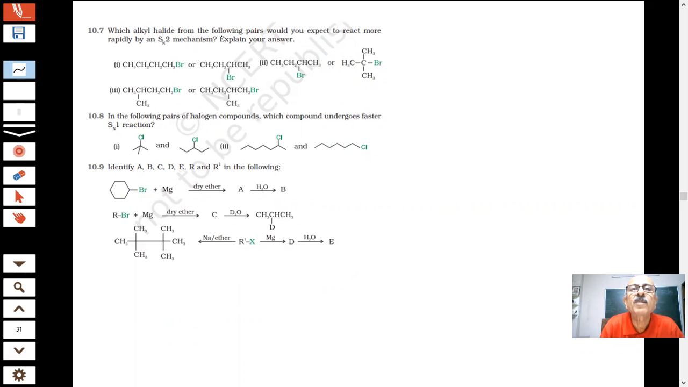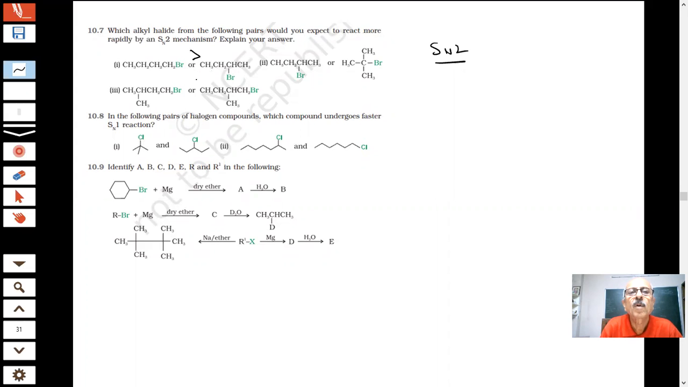Which alkyl halide from the following pair would you expect to react more rapidly by the SN2 mechanism? You are given these two compounds. Which will be faster, this one or this one? For SN2, this one is faster than this one.